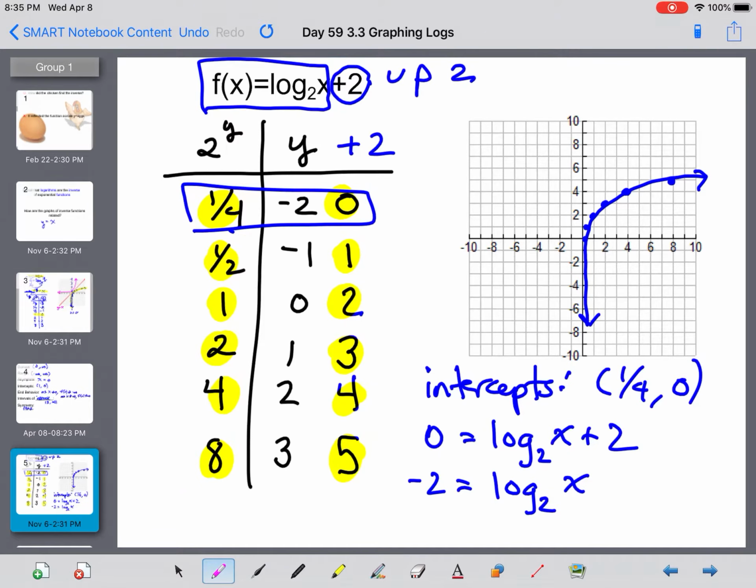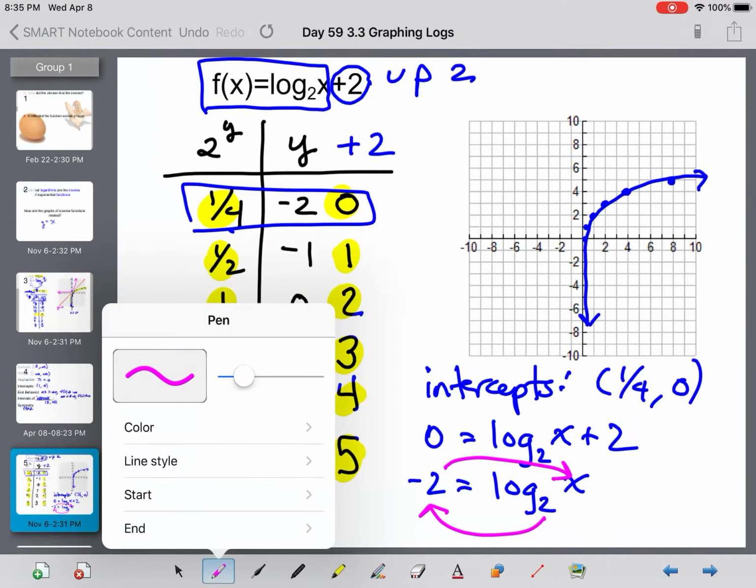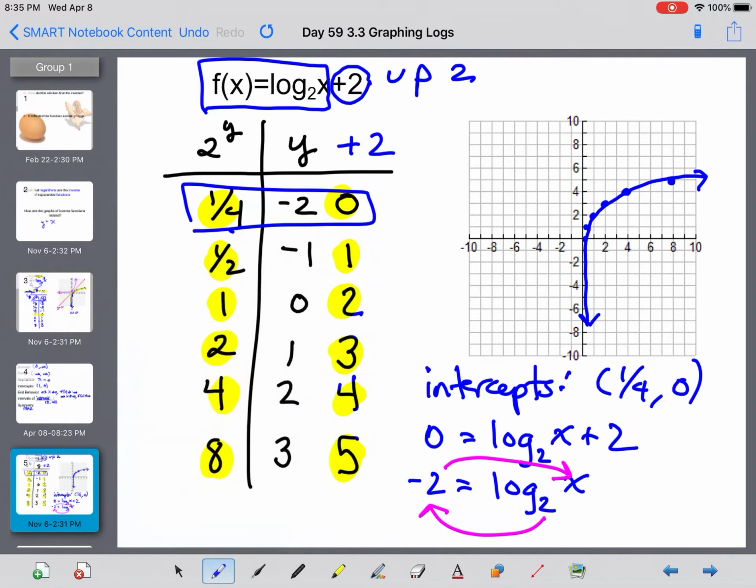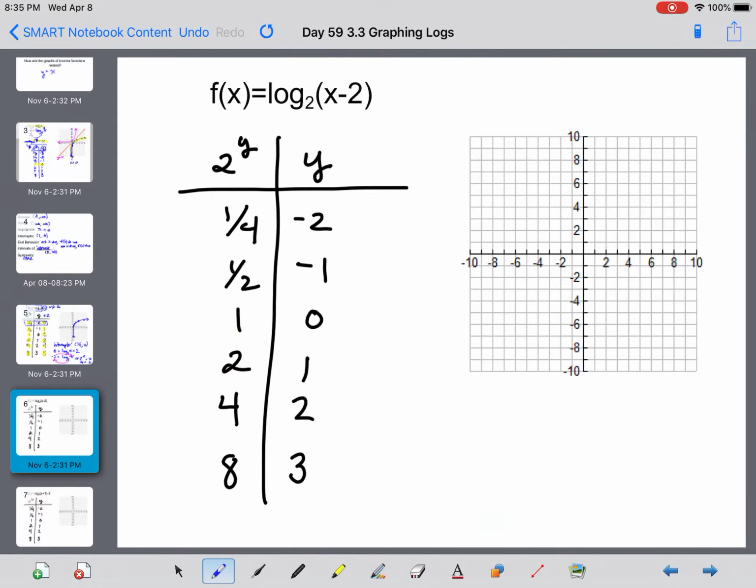But here it's really kind of cool. Since I don't know what to do in this log form and I've got it as simplified as possible, I can go ahead and rewrite it in its equivalent exponential form, and then that's going to help me figure out what I'm going to get. So this would be 2 to the -2nd power is equal to x. So that's where my 1/4 is coming from. So kind of cool.